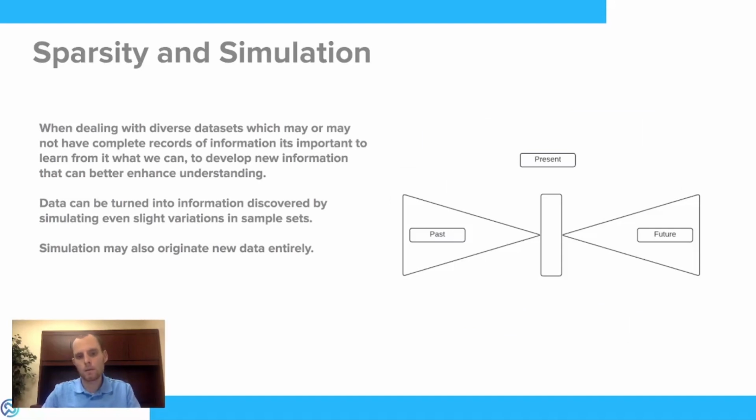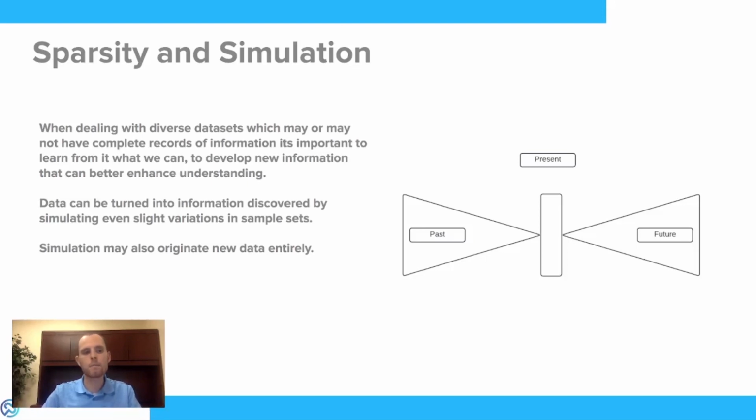Now, in order to do that with a feedback cycle, we have to work with the various forms of events and situations based off of the data that we have that occurred in the past. Sometimes situations occur that don't occur very frequently, leaving us with sparse data sets. However, when dealing with diverse data sets which may or may not have complete records of information, it's important to learn from it what we can to develop new information that can better enhance our understanding.